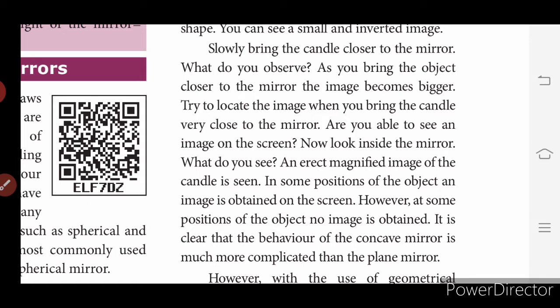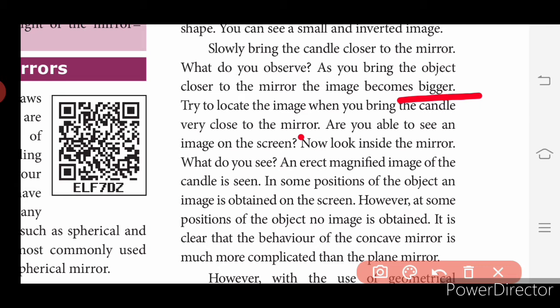This is nothing but Activity 2 given on page number 68. When you keep a candle in front of the concave mirror, and you have a screen, you can see the inverted image of the candle. Slowly bring the candle closer to the mirror. What do you observe? As you bring the object closer to the mirror, the image becomes bigger. So try to locate the image when you bring the candle very close to the mirror. Are you able to see the image on the screen?